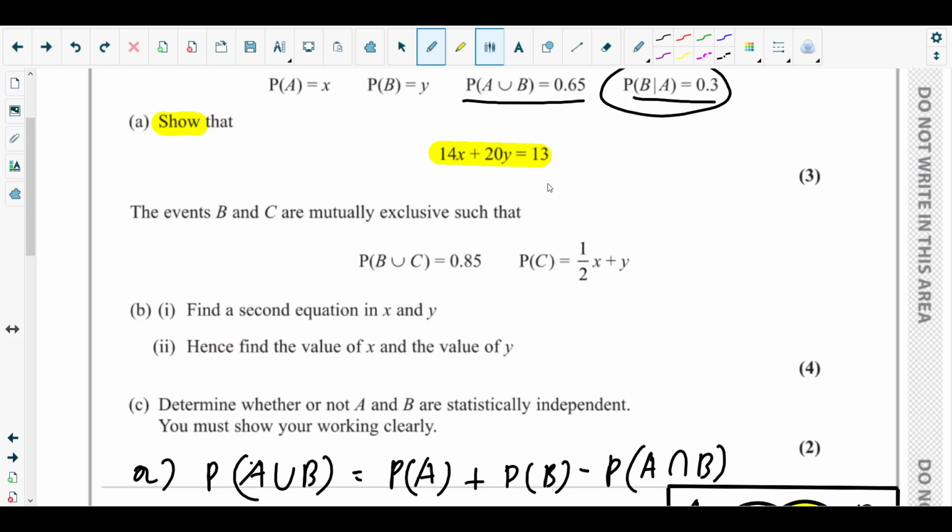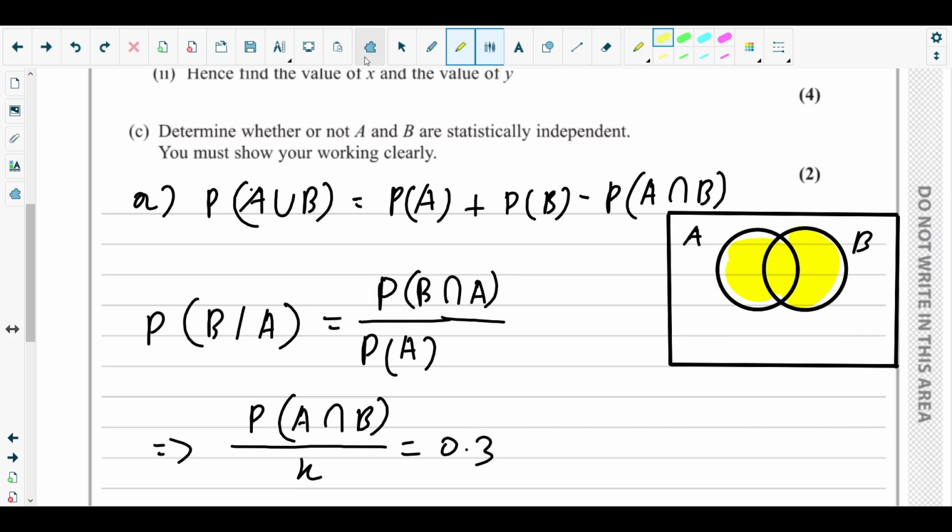Okay, done. Next is part b. Before part b, the events B and C are mutually exclusive. If B and C are mutually exclusive, what would be the position of C? It would be there, right?